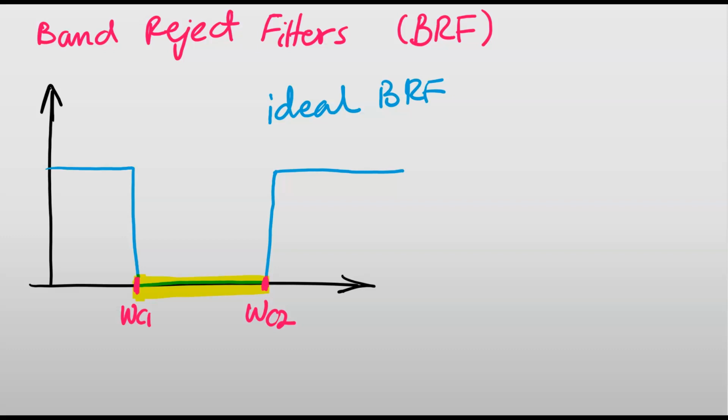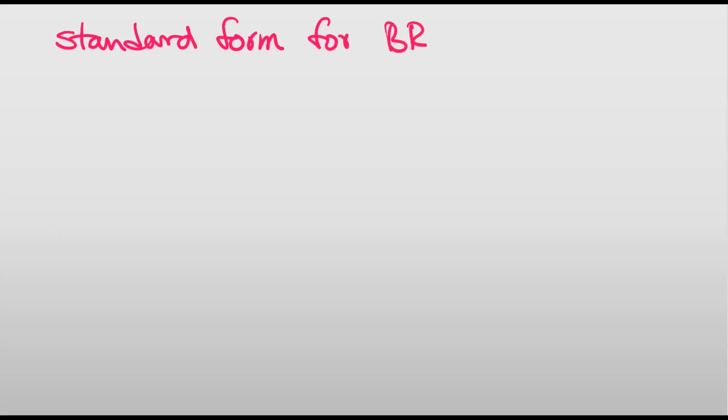Now let's see how we can make a very simple band reject filter. It's not going to be an ideal band reject filter, but let's see how the transfer function of an RLC circuit for a band reject filter looks like. So I'm going to start here with the standard form for band reject filter transfer function.